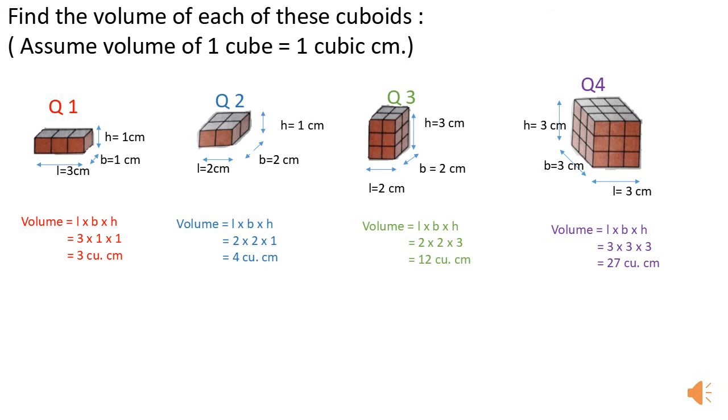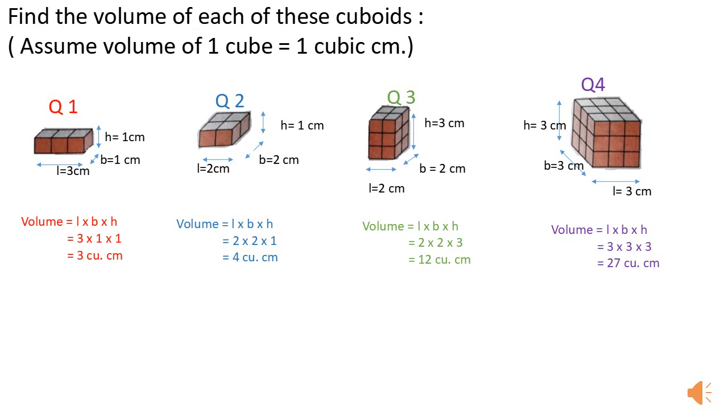Okay. Now see the second question. You can see 4 cubes are there. So volume will be 4 cubic centimeter. Now when you substitute the values for length, breadth and height in the formula of volume, that is equal to length into breadth into height, you will have 2 multiplied by 2 into 1. So 2 2s are 4 cubic centimeter.